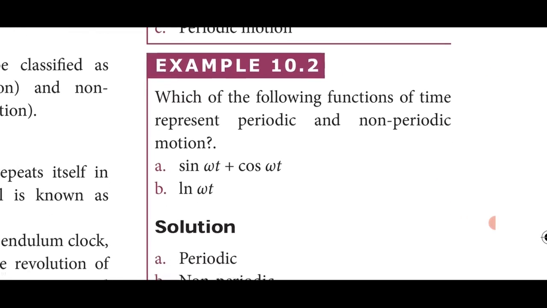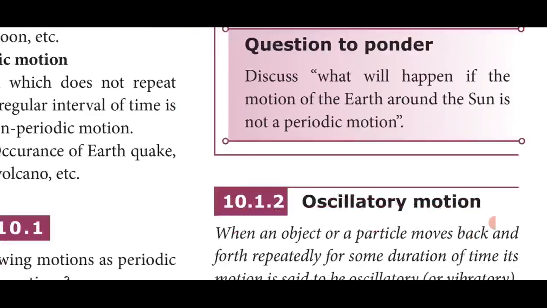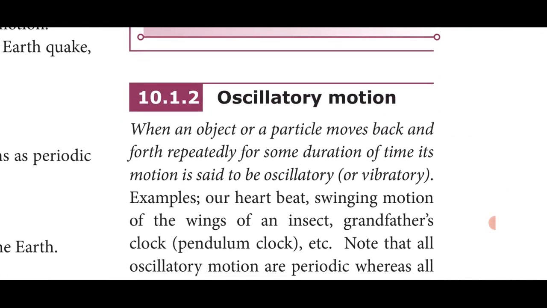The next example: which of the following functions of time represents periodic and non-periodic motion? The first one, sine omega t plus cos omega t, is periodic, and the natural log of omega t is non-periodic. Next we pass on to what is oscillatory motion. When an object or a particle moves back and forth repeatedly for some duration of time, its motion is said to be oscillatory.